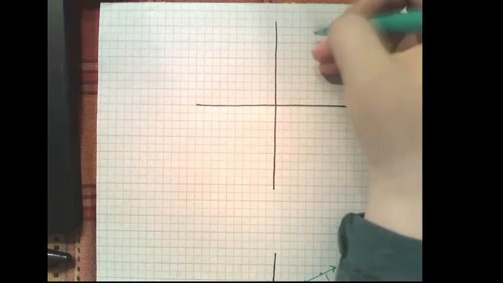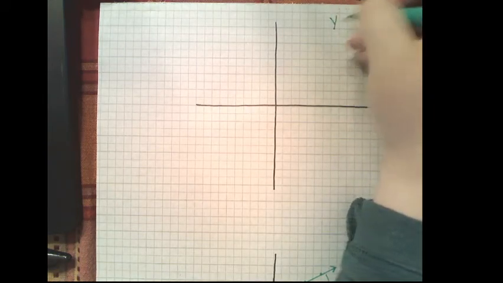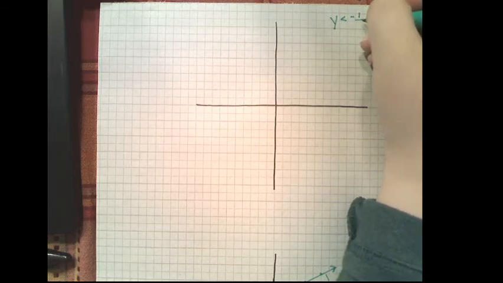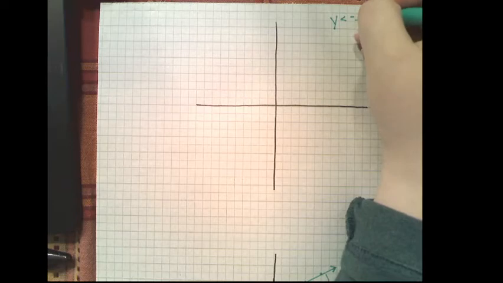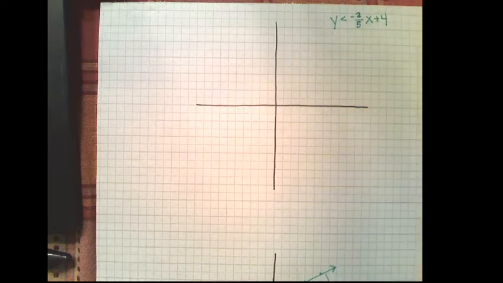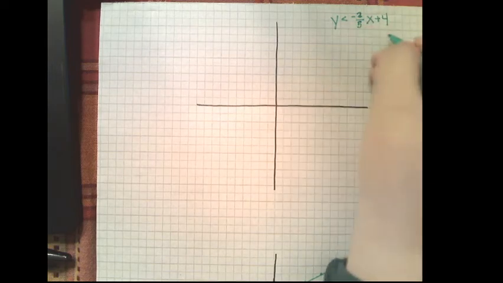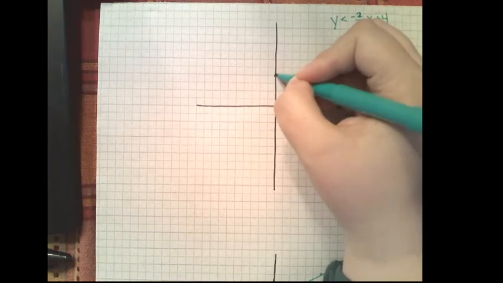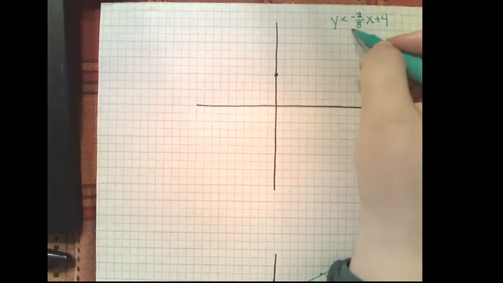Let's try y is less than -2/5 x plus 4. Okay, so we're going to start at our constant, +4, and our slope is -2 over 5.